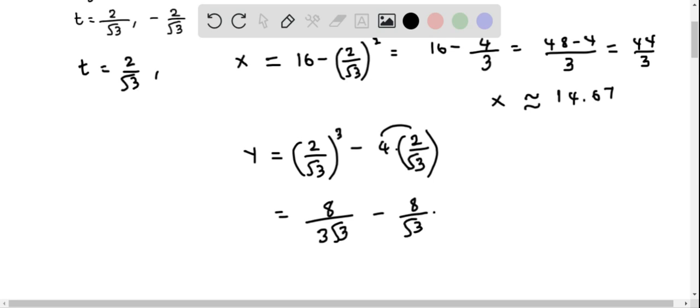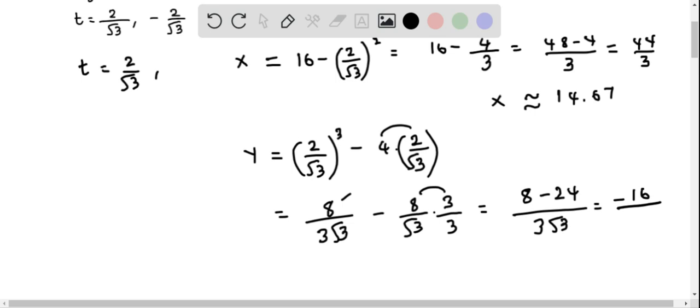So let's make this a common denominator. So we have to multiply this second fraction by 3 and divide by 3. And so this equals 8 minus 24 divided by the common denominator 3 root 3. And so this equals negative 16 divided by 3 root 3, and its decimal approximation is negative 3.08. So y is approximately negative 3.08.